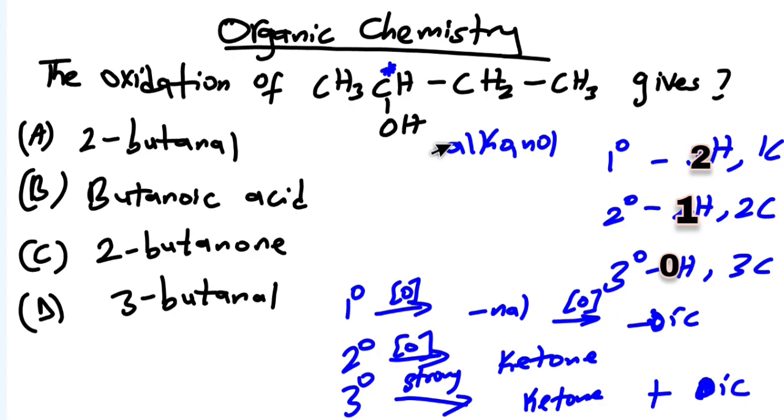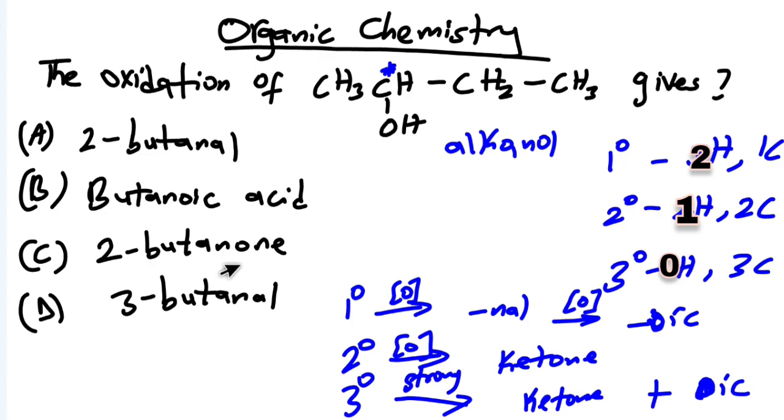Now, since this is a secondary alcohol, and we know that if you oxidize a secondary alcohol, it's going to give you a ketone, let's look for a ketone here. This is an alkanal, which is out. Butanoic acid is also out. And 3-butanal is also out. Then we have only 1 ketone, which is 2-butanone.